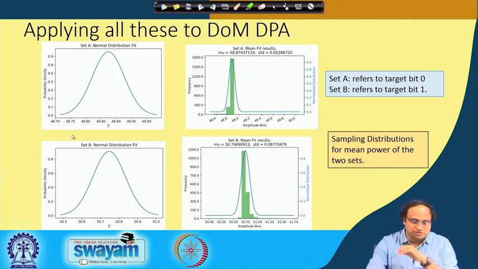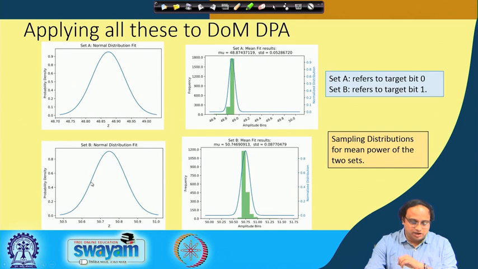Suppose this is the fitted normal distribution for one of the sets, which I call set A, and this is the sampling distribution for the mean. Note that the variance has been reduced, and that is expected, because the standard deviation should get reduced to sigma by square root of n. Therefore, you get a narrow normal distribution.